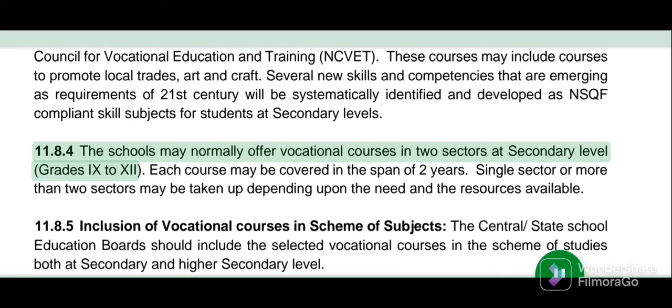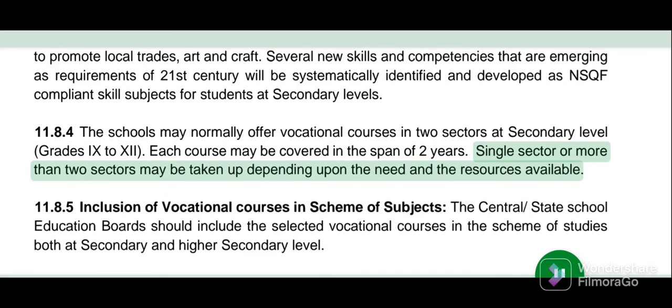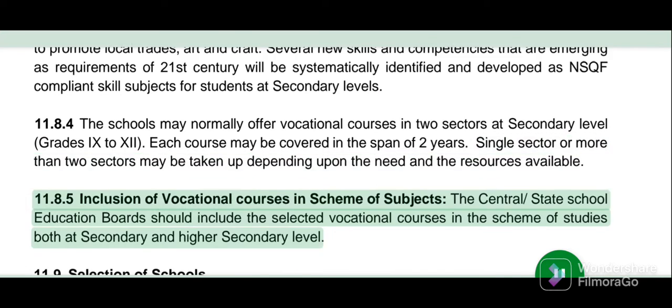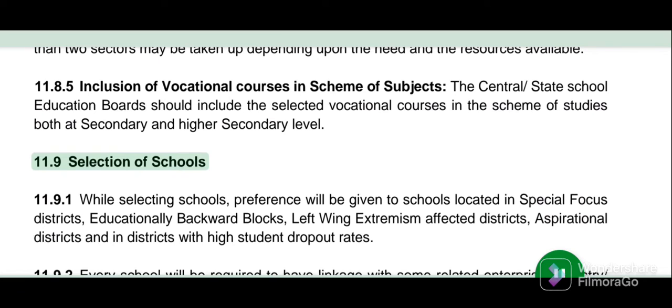11.8.4 The schools may normally offer vocational courses in 2 sectors at secondary level, grades 9 to 12. Each course may be covered in the span of 2 years. A single sector or more than 2 sectors may be taken up depending upon the need and the resources available. 11.8.5 Inclusion of vocational courses in scheme of subjects. The central and state school education boards should include the selected vocational courses in the scheme of studies both at secondary and higher secondary level.